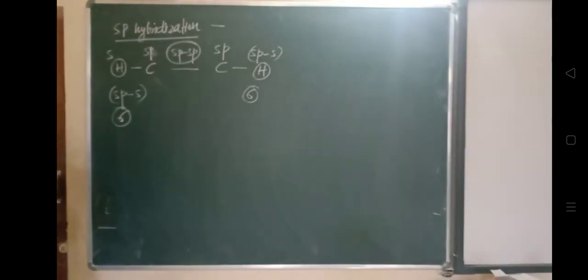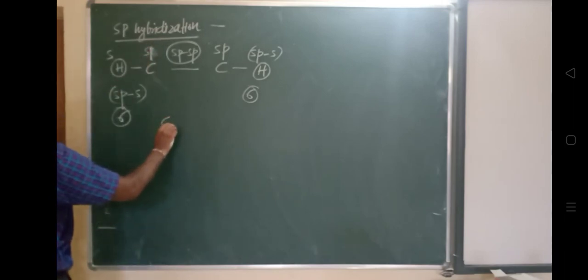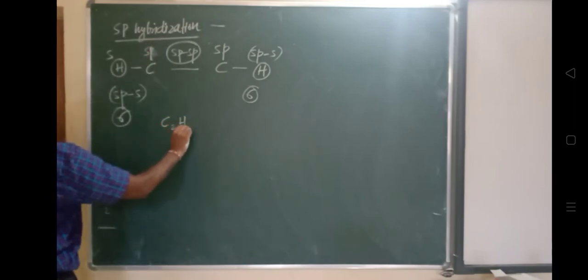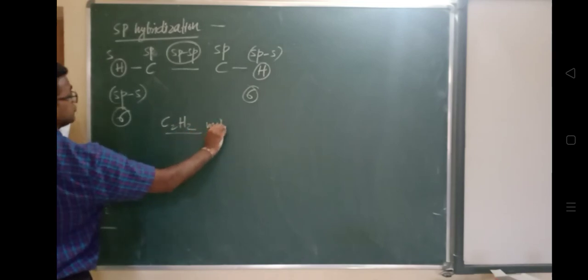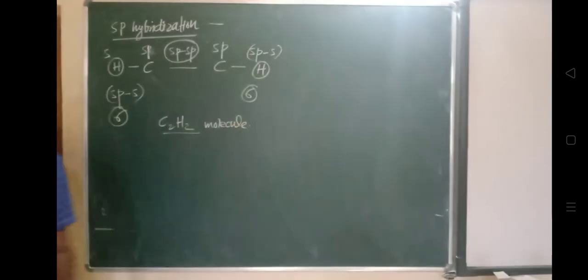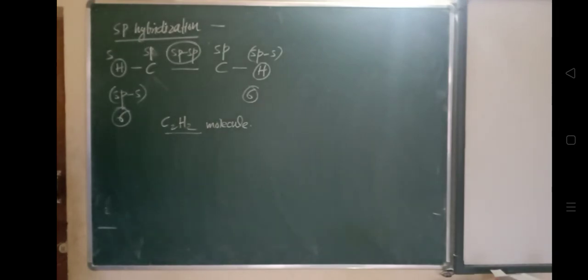So we have seen sp3 hybridization, then sp2 hybridization, as well as sp hybridization. We'll see valence bond theory, its importance and its limitations, in tomorrow's lecture, because the time is almost up for today.